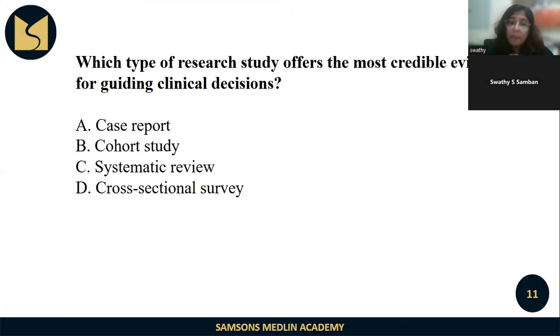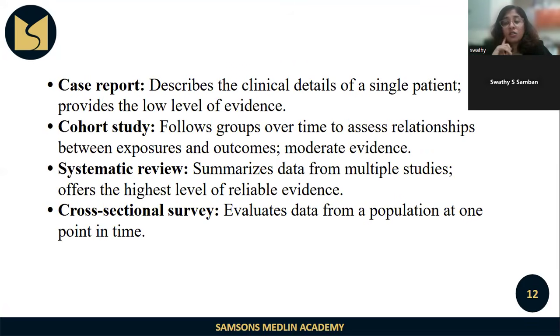So according to this question, what they are asking us is, what will be the most credible evidence? What will be the best evidence for guiding a clinical decision? So let's see what each of these terms mean. The first one is a case report. A case report describes the clinical details of a single patient. It provides a low level of evidence.